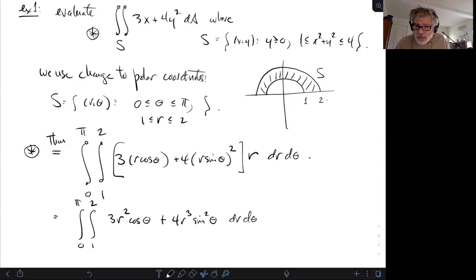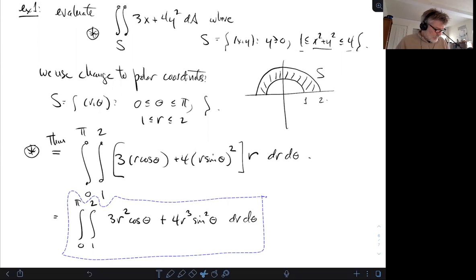Can you just repeat quickly? I was lost. Why is r from 1 to 2? Yeah, so x squared plus y squared is between 1 and 4, right? So x squared plus y squared equals 1 is the circle of radius 1. x squared plus y squared equals 4, radius 2, right? Good. Okay, so this is what I need to compute.